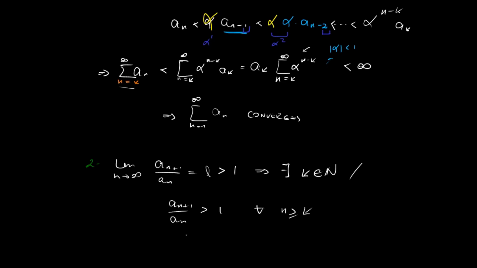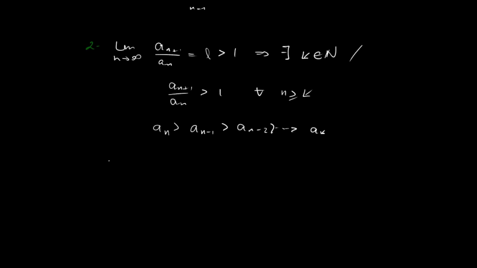And so multiplying here by the denominators, we get that a sub n will be greater than a sub n minus 1, and a sub n minus 1 will be greater than a sub n minus 2, and so on. They will all be greater than a sub k. And so here we have that the limit when n tends to infinity of a sub n is greater than or equal to the limit when n tends to infinity of a sub k.